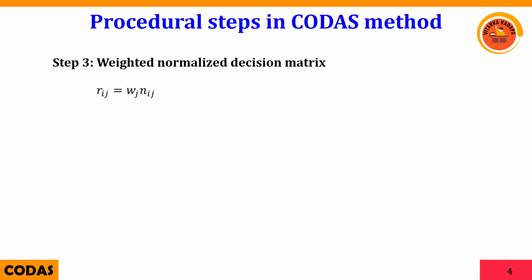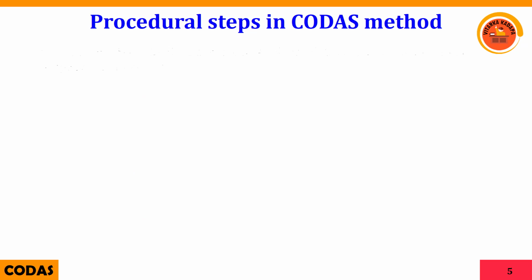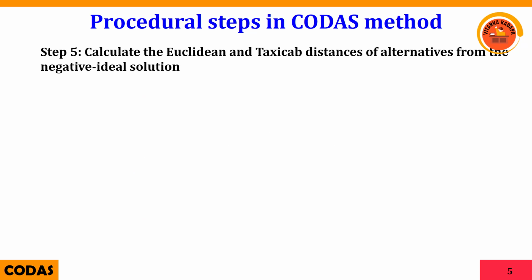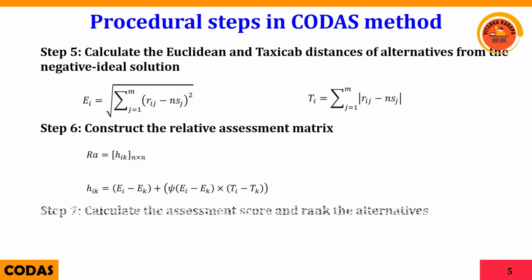The third step: based upon the normalized data from the second step, the weights are multiplied. In the fourth step, I determine the negative ideal solution using this particular formula. In the fifth step, I use two formulas, one for Euclidean distance and the other for taxicab distance, from the negative ideal solution which I have obtained. The sixth step, one of the most important, is the relative assessment matrix, and in the seventh step I calculate the assessment score and, based upon the assessment scores, rank the alternatives. This is how the CODAS method works.